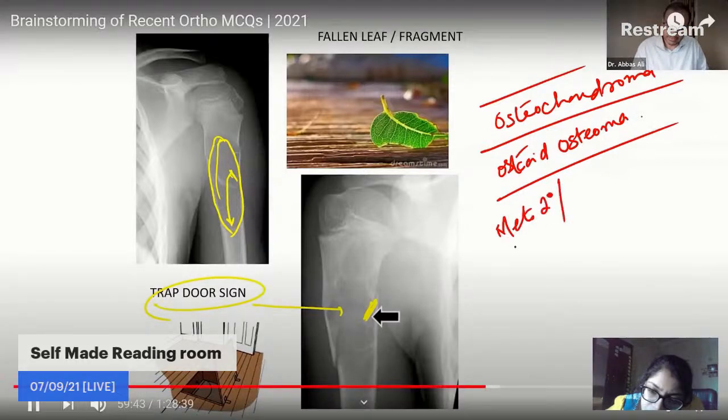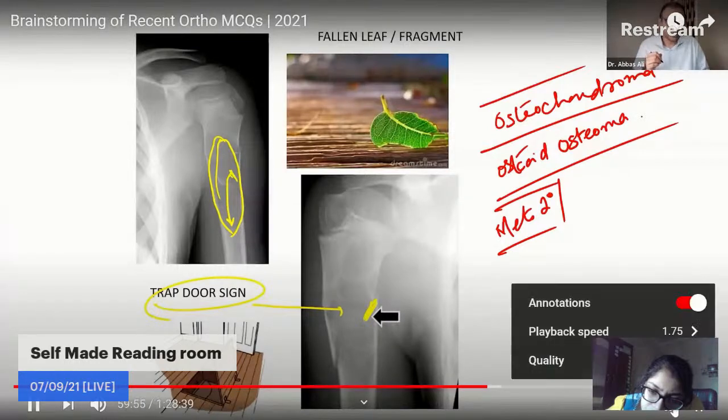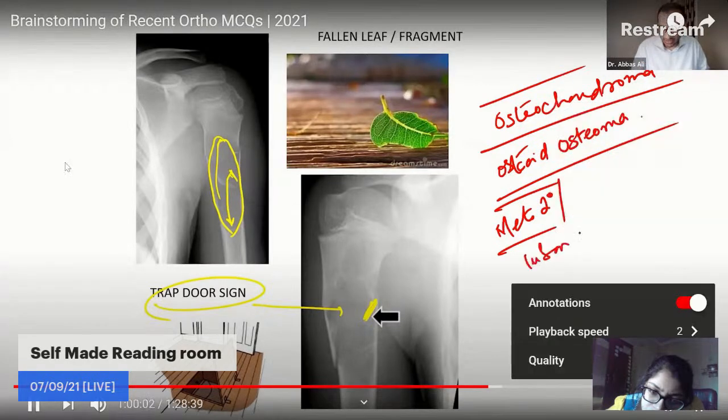Yes, metastasis or secondaries. Now, if I ask you, where do these metastases occur most commonly in the skeletal system? Yes, it's lumbar vertebra in the spine. Lumbar vertebra more than thoracic.